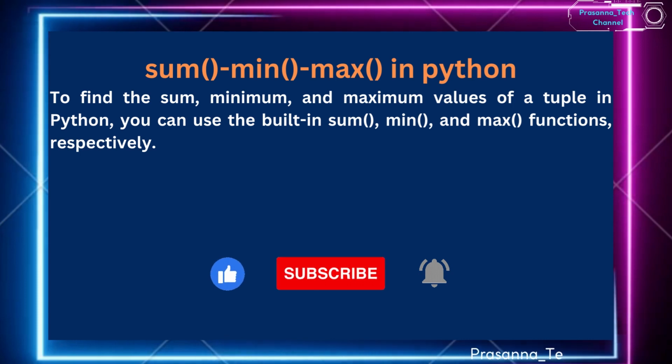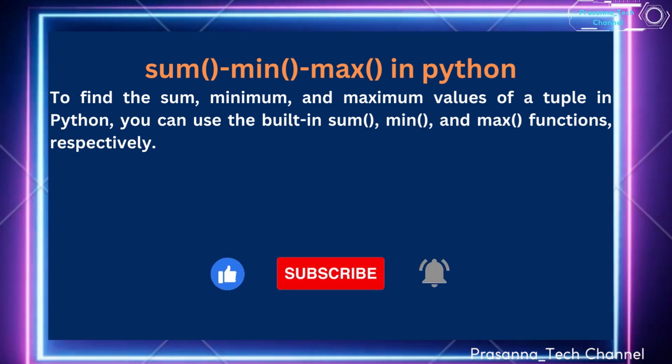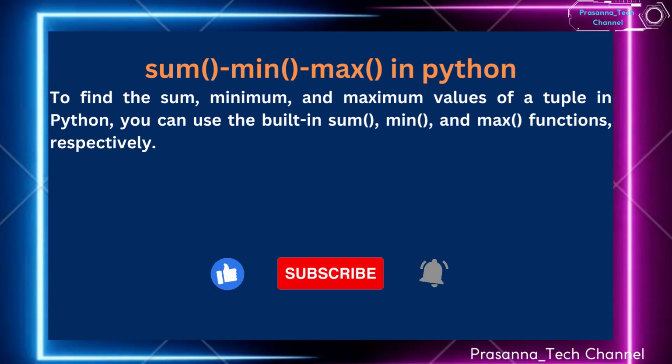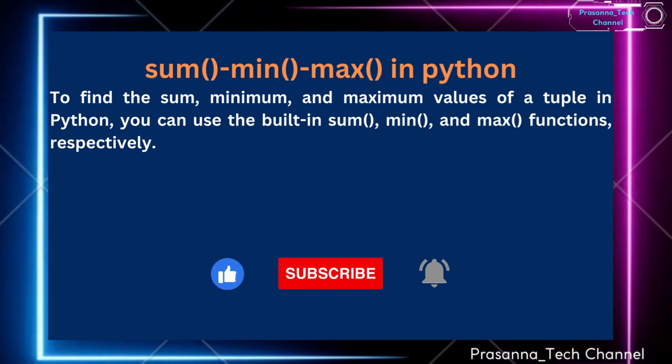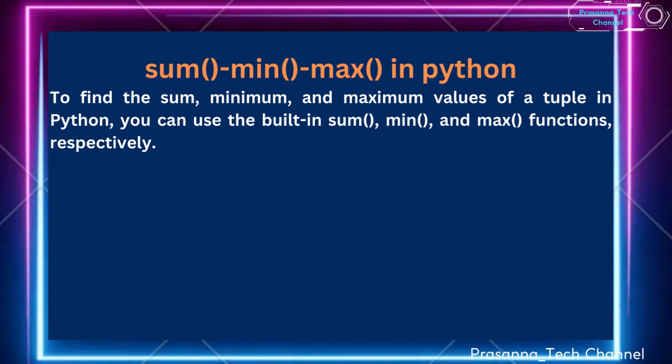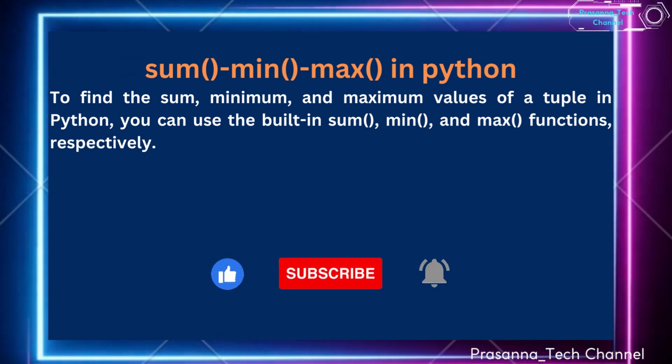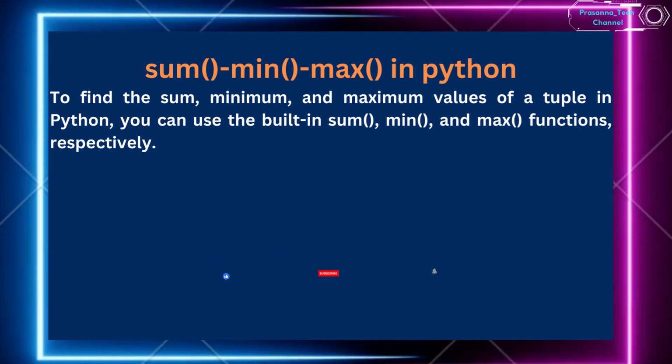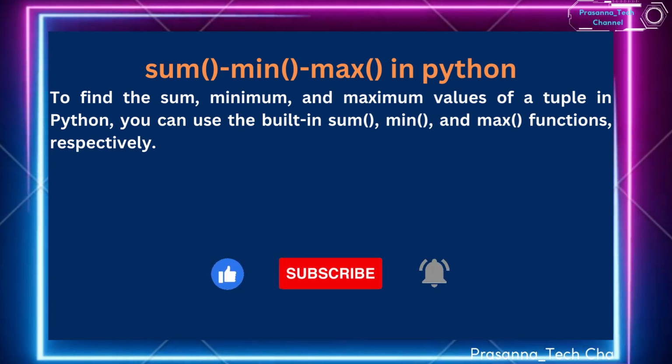Sum, min, max in Python. To find the sum, minimum and maximum values of a tuple in Python, you can use the built-in sum, min and max functions respectively. Now let's take an example.